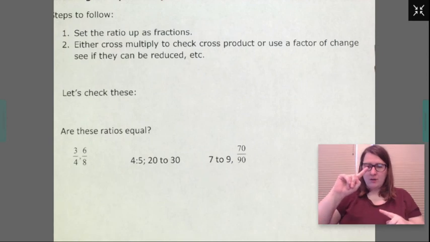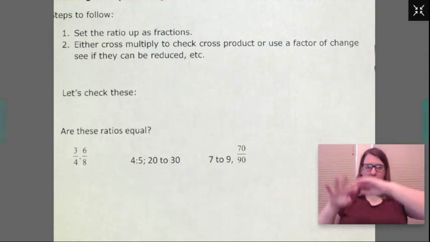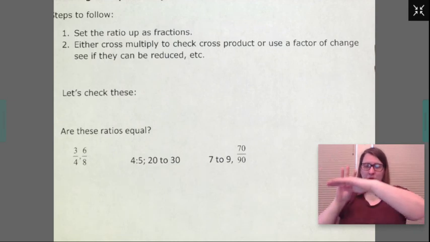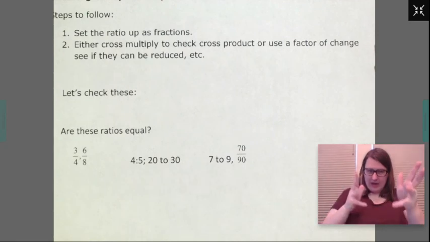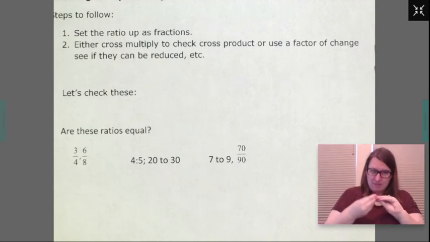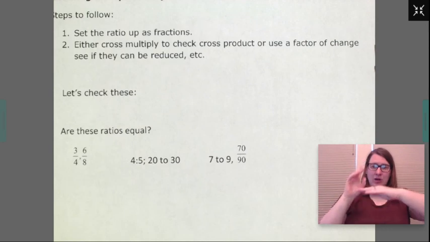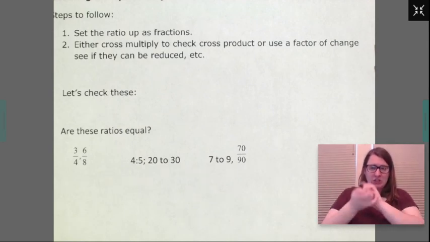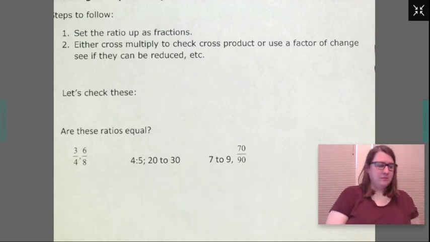So for my first problem, I have 3 over 4 and 6 over 8. They're both in fractions already. So now I can see, what can I do with the numerator and denominator that are smaller to change them to become larger numerators and denominators?